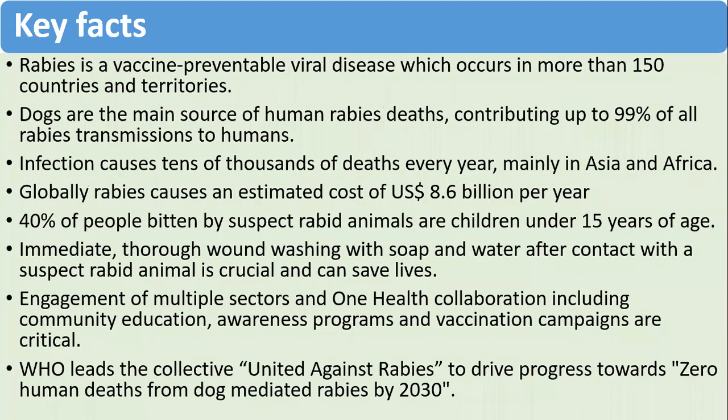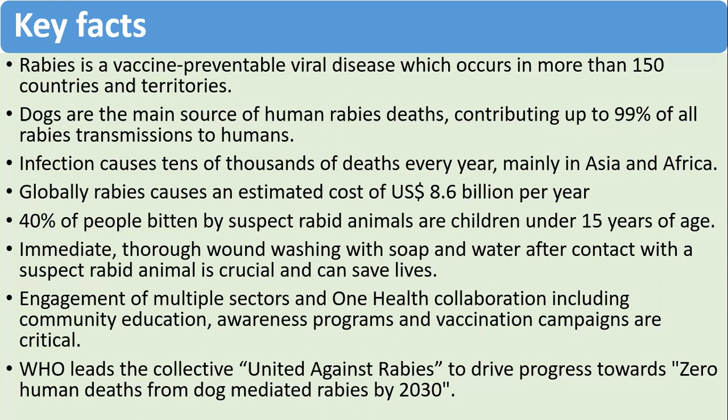Here are a few facts about rabies and the rabies vaccine. It is a preventable disease, as I talked about. It is prevalent in more than 150 countries. Dogs are the main source of human rabies deaths, contributing about 99% of rabies transmission to humans. Infection causes thousands of deaths every year, particularly in Asia and Africa. Globally, the burden and cost of rabies is 8.6 billion per year.